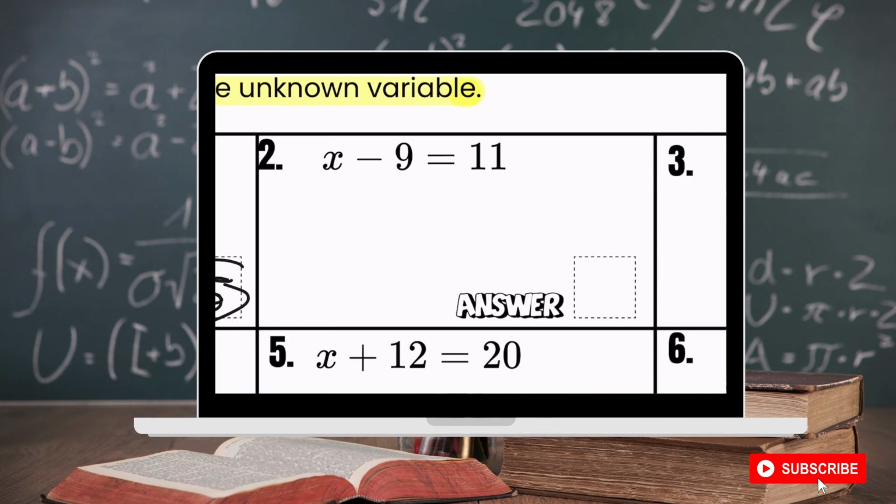What number minus 9 would give us 11? What number minus 9 equals 11? So procedurally, we see subtraction here. We're subtracting, and so the inverse operation of subtracting, the inverse is the opposite, is adding. And so if I add 9 to both sides of the equation, this would give me 0, and x plus 0 is x, and then 11 plus 9 is 20.